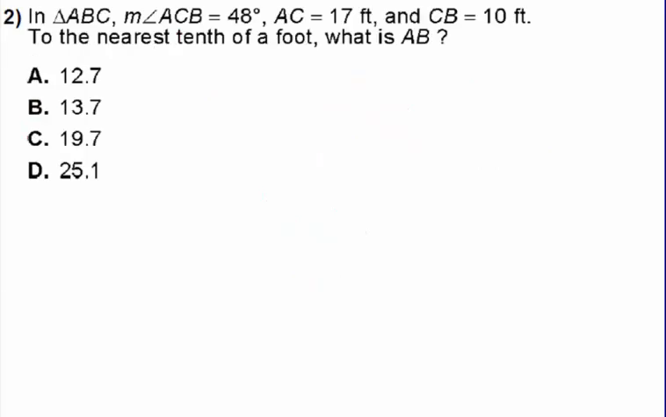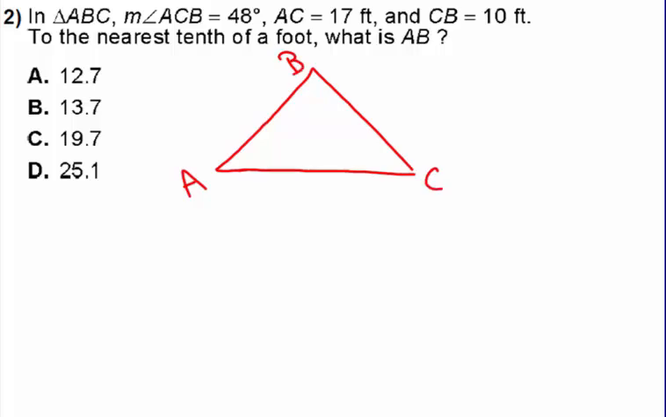Alright, so now with this one, the first thing you'd want to do is draw a picture. So we'll label our vertices here, A, B, and C. Now we're given that AC is 17, angle ACB is 48, and that CB is 10. So we'll go ahead and label all that stuff. And notice how we have an angle inside two sides that we know the length of. That's a giveaway that we want to use law of cosines.